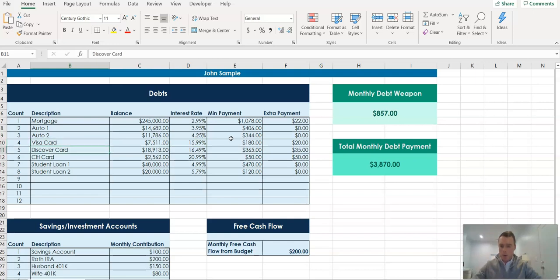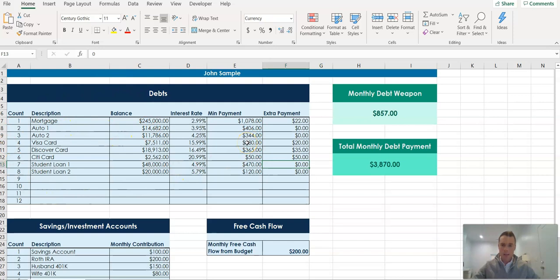But moving forward, we got a Discover card, a little under $19,000 with a 16.49% interest rate. Minimum payment's $365 per month, and they're making an extra $35 payment per month there. Got one more credit card, a Citi card, $2,500, and then below that we've got 2 student loans totaling about $68,000. Interest rates on each of them, minimum payments on each of those, and then not making any extra payments in this example. So again, this is just for example, but you need to plug in your data that's applicable to you here in the debt table.